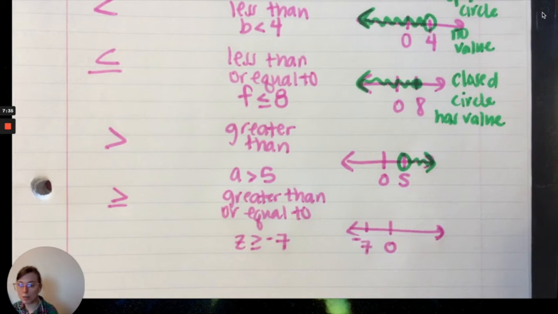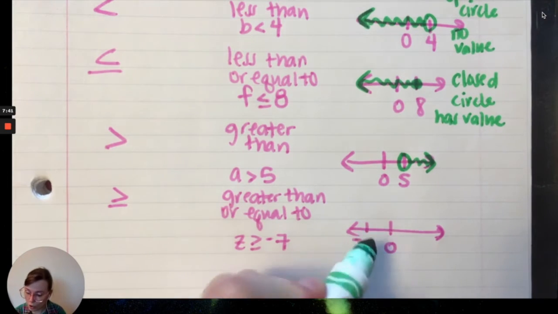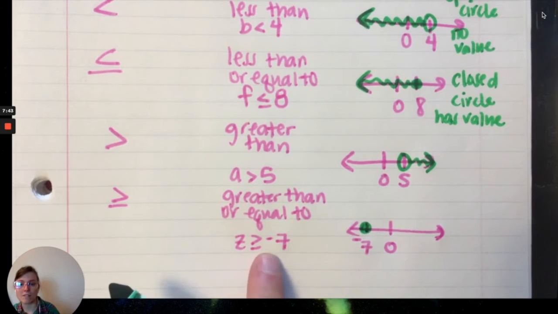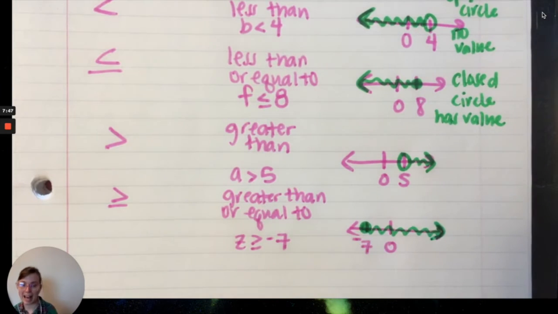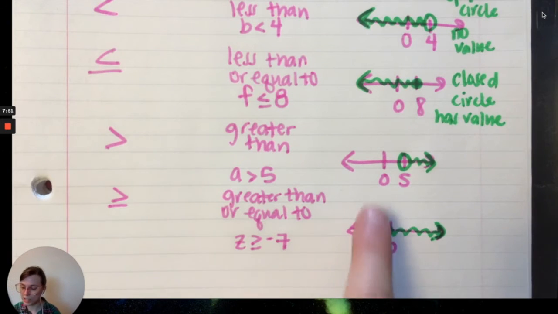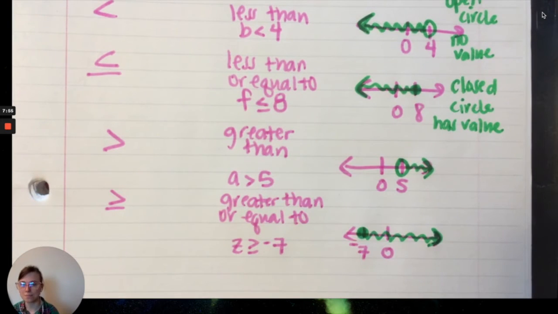It doesn't have to be to scale. I just know that it's somewhere to the left of 0 because it's a negative number. I know it's also going to be a closed circle because it has value, and I'm going greater than. So it's actually going past the 0. Notice that 0 was not a solution on this previous one, so that's why it's not being shaded.